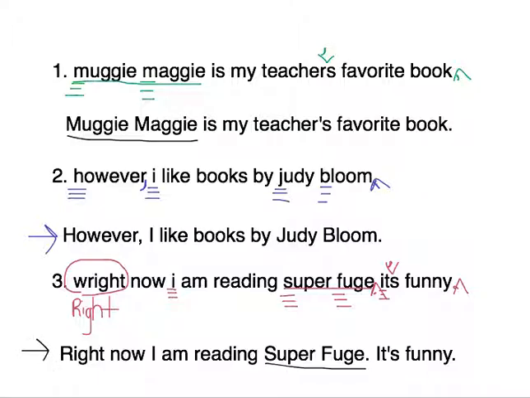So these are the corrections for your sentences. It's okay if you didn't get all of them. I understand. I just want you to learn, and the next time you see a book title, make sure it's underlined and capitalized, and your contractions, make sure that you have apostrophes in your contractions and that you're capitalizing the beginning of your sentences and putting a punctuation at the end.